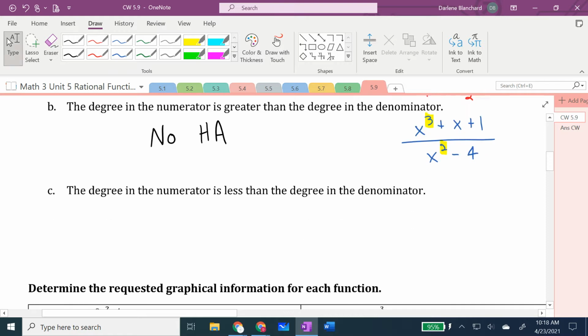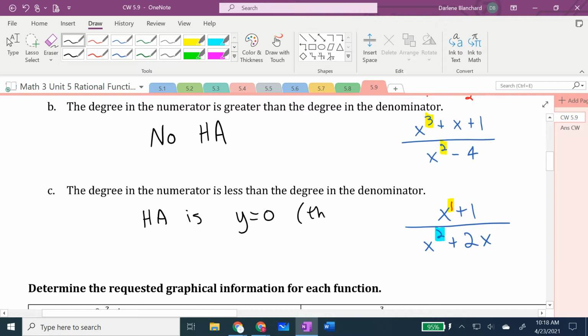If the degree in your numerator is less than the degree in your denominator, so let's say your numerator is x plus 1 and your denominator is x squared plus 2x. The degree of your numerator polynomial is 1. The degree of your denominator polynomial is larger than that 1. It's a 2. In that case, your horizontal asymptote is y equals 0, the x-axis.